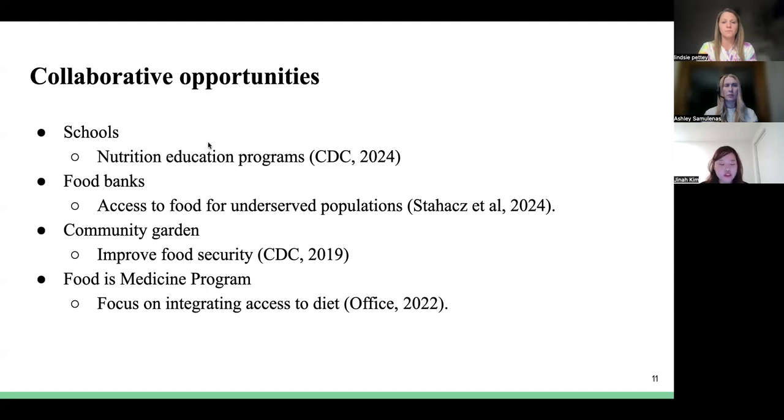For the community garden, improving food security and nutrition by providing fresh, healthy produce that may be unaffordable for vulnerable populations. And the Food is Medicine program approaches focus on access to diet and nutrition related resources, where it involves partnerships between healthcare systems, food banks, community organizations, and government agencies to address food insecurity and diet related chronic diseases.